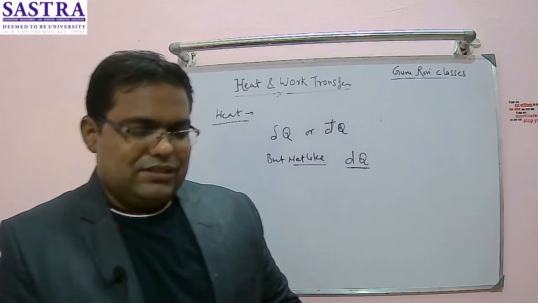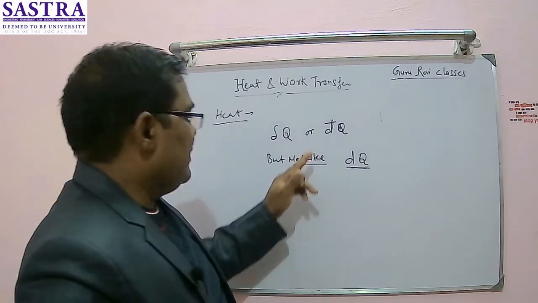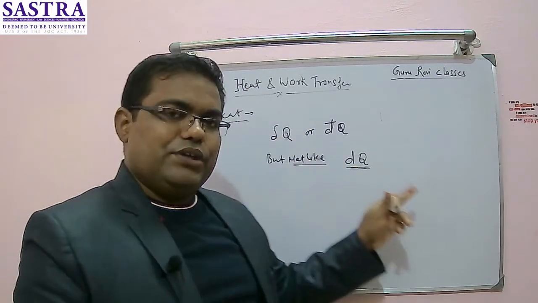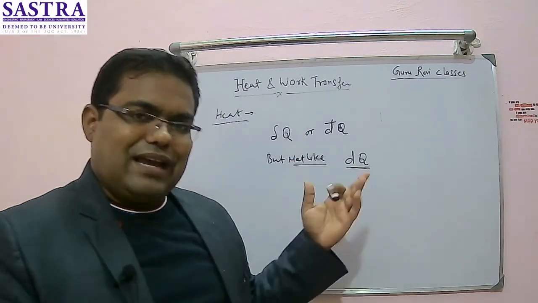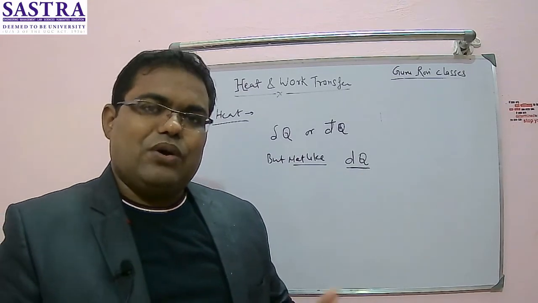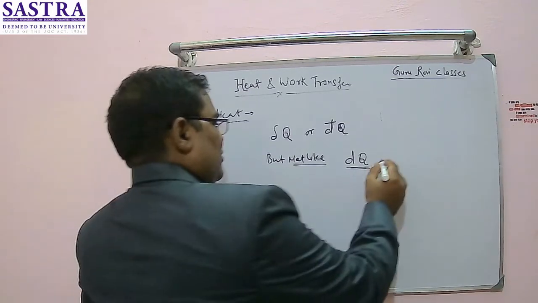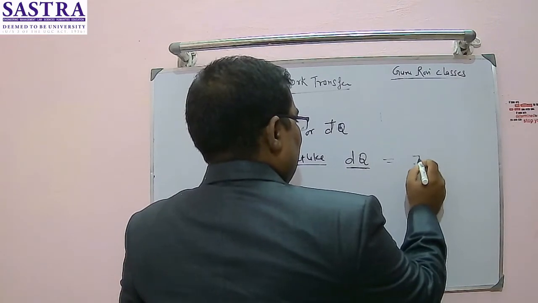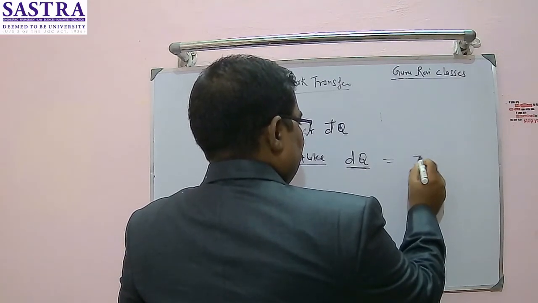So heat is basically denoted by Q. The unit is again joule, or newton meter. So total heat is, we can say, in joules.